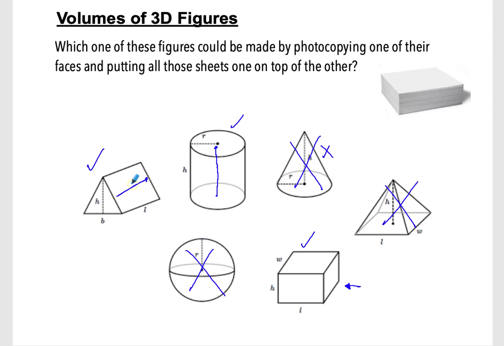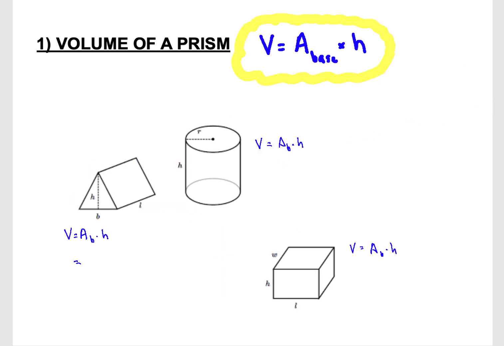Well, these three shapes are what we call prisms. Prisms are shapes where we can have one face repeated over and over and get that final shape. And that's good because it will give us a very easy formula. The volume of a prism is the area of the base, the face that repeats itself, times the height, because it lets us know how many layers there are to create that volume.